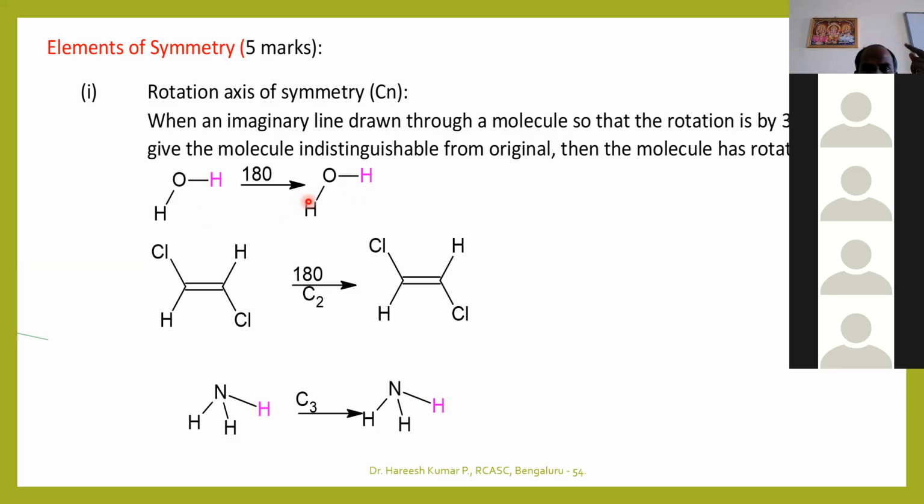Okay, fine. So overall, we can say that this water molecule will have a C2 axis. C2 axis means when it is rotated by 180 degrees, it will give you an indistinguishable one. If you want more clarity on this, you mark this as A and this as B, and this as A and this as B. So in this moiety, HA is on the left-hand side, and in this moiety, HA will come over here.